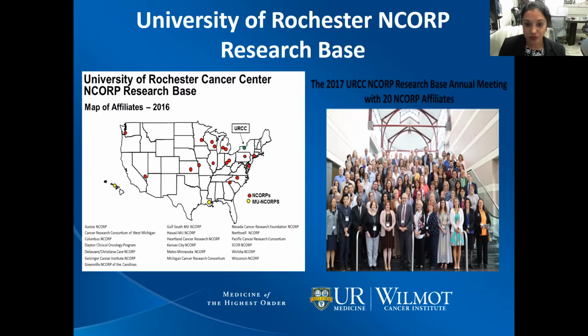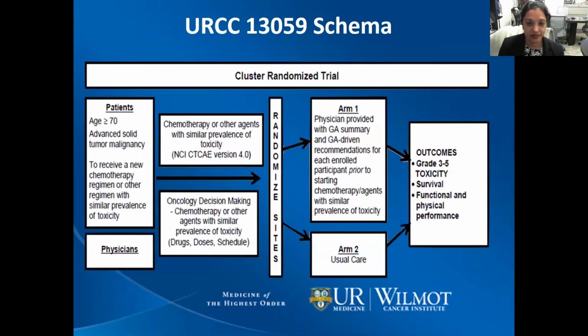We were able to enroll patients from community oncology clinics affiliated with our NCORP who received funding from the NCI to enroll patients onto cancer control and supportive care trials. Our study design was cluster randomized. So this is URCC 13059. We did not randomize at the patient level. We randomized at the practice level.